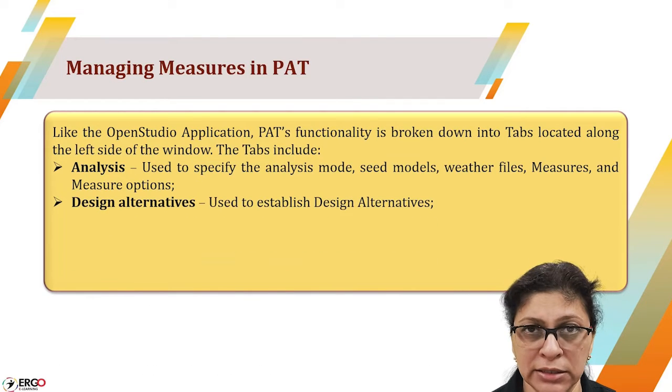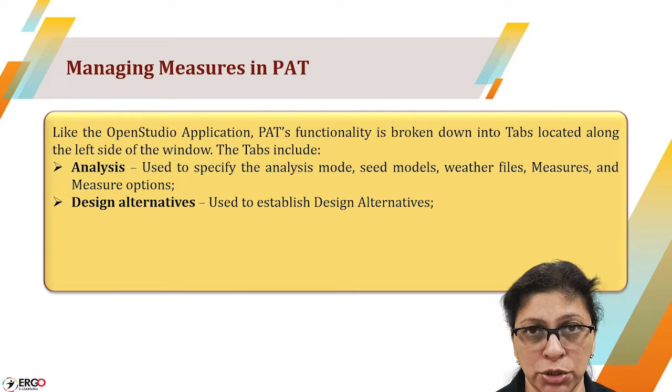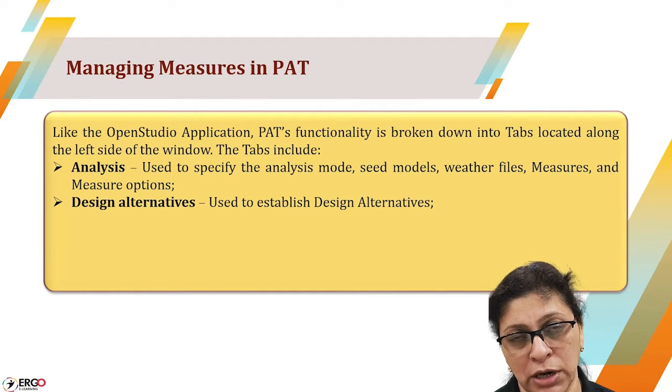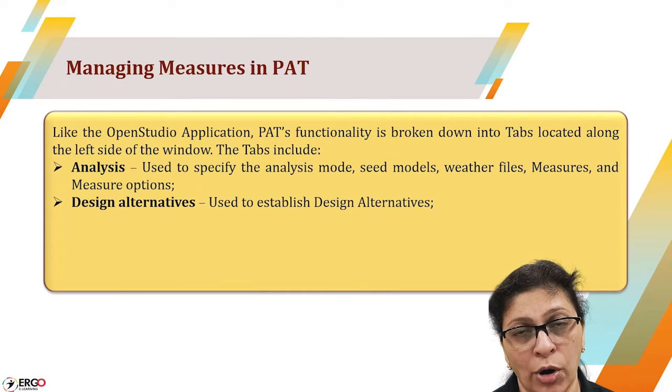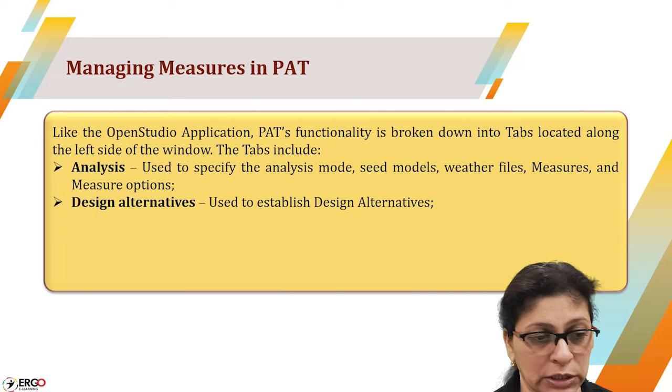PAT has 6 basic tabs to perform this comparative analysis. It starts with the analysis tab. In the analysis tab, the user has to specify which measures one has to implement. Then there is also a seed model to be added, based on which the model changes are to be done, and the weather file for where this model is located.